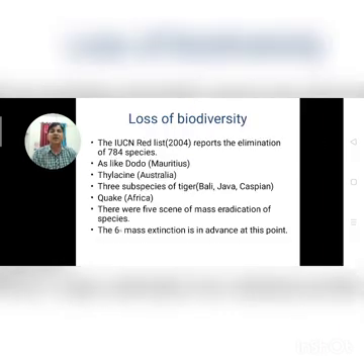Then how is biodiversity being lost? There is no doubt that we are heading into the sixth mass extinction. Biodiversity is being lost at a rapid rate. IUCN Red List 2004. Again, the data is quite old. You can look for the new one. It reports the elimination of about 784 species, such as the dodo in Mauritius and the thylacine in Australia. There are three subspecies of tiger: Bali, Java, Caspian. They all have been eliminated, lost forever.